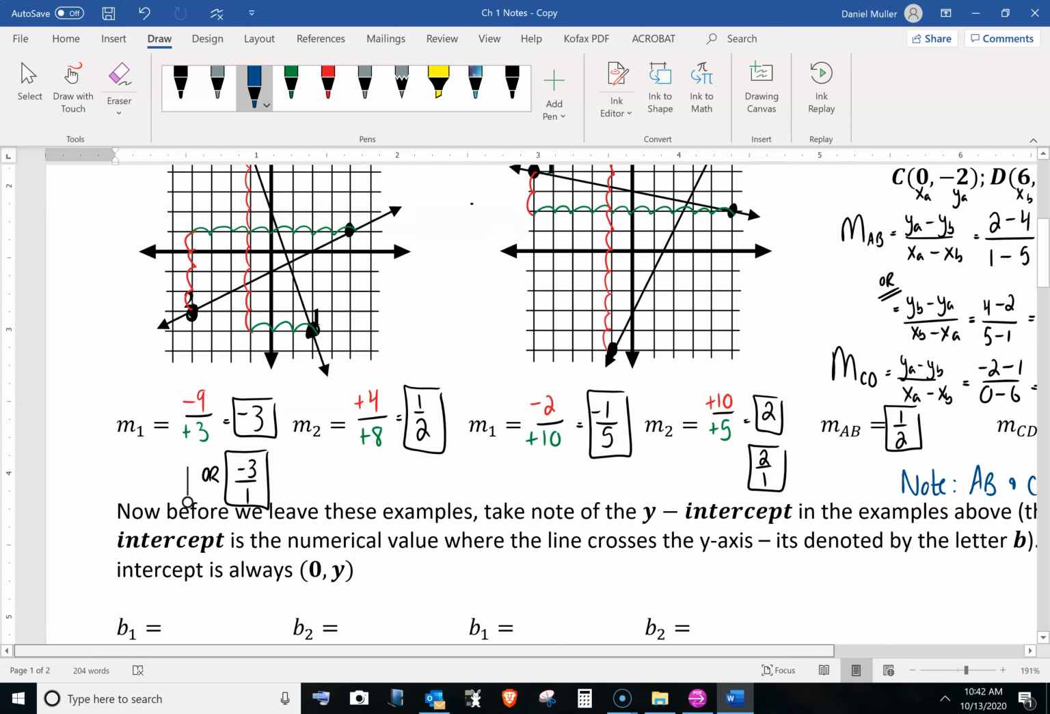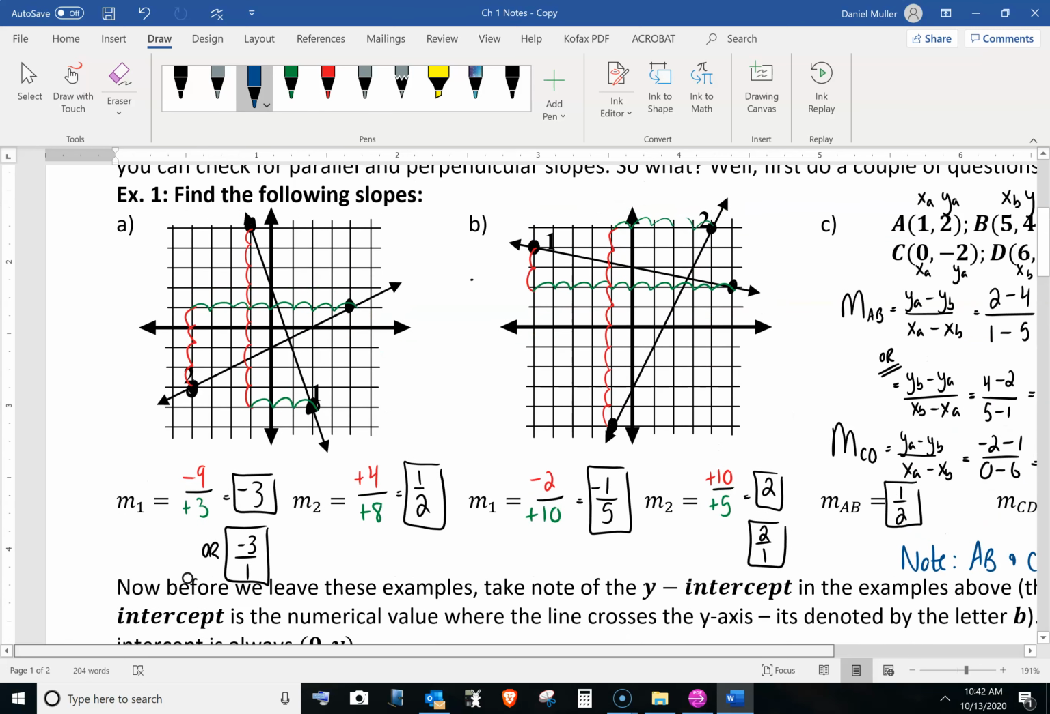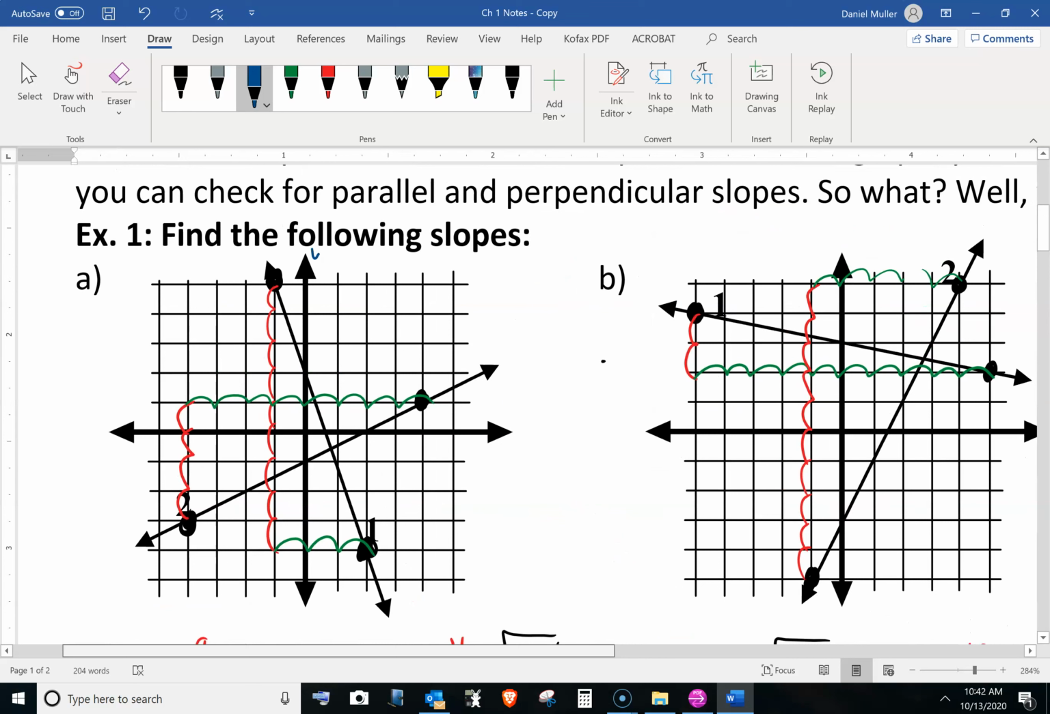Now, before we leave these examples, it wants us to take note of the y-intercept. I will do that here, probably in blue. We'll take a look at the y-axis. For line number 1, it wants to know where is the y-intercept? Where do we intercept the y-axis? Where do we cross the y-axis? Now it looks like we cross around here. In fact, we cross right here. That's where our line crosses the axis.